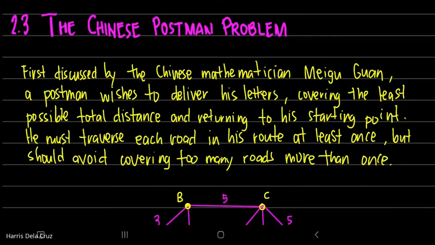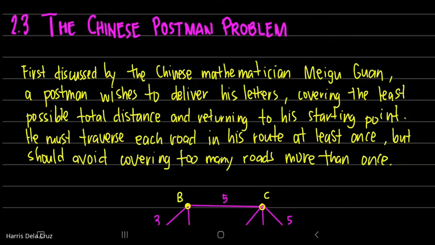Yung iba, ang English name niya, Mei Q Kwan. So, baka yung iba yung na-search na pangalan ng mathematician. So, ang Chinese name niya, Mei Gu Guan. So, ang problem, meron daw postman that wishes to deliver his letters, covering the least possible total distance.